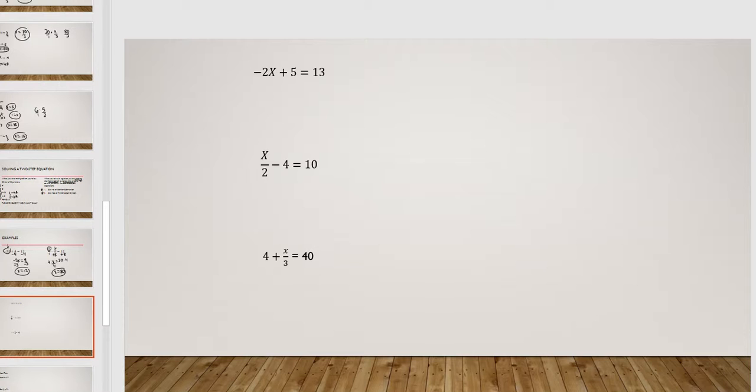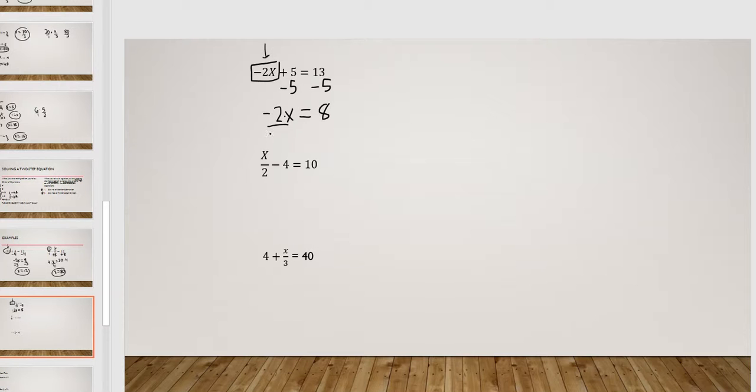Okay, so we have negative 2x plus 5 equals 13. Negative 2 times x plus 5 equals 13. Before we get rid of this multiplication of negative 2, we're going to get rid of the addition of 5 by using subtraction. So we subtract 5 on both sides, which leaves us with negative 2x equal to positive 8.